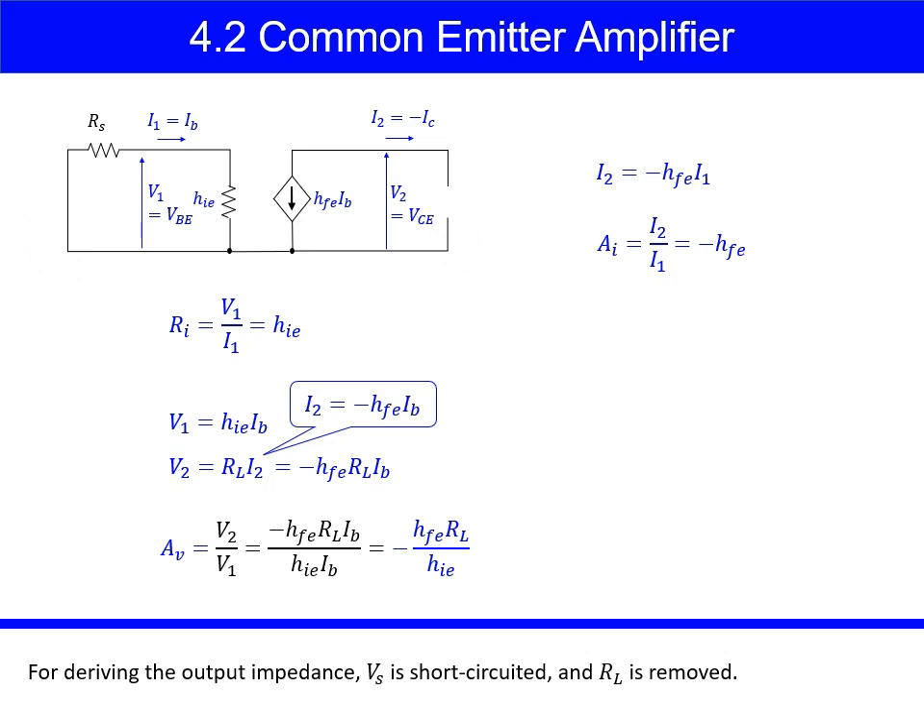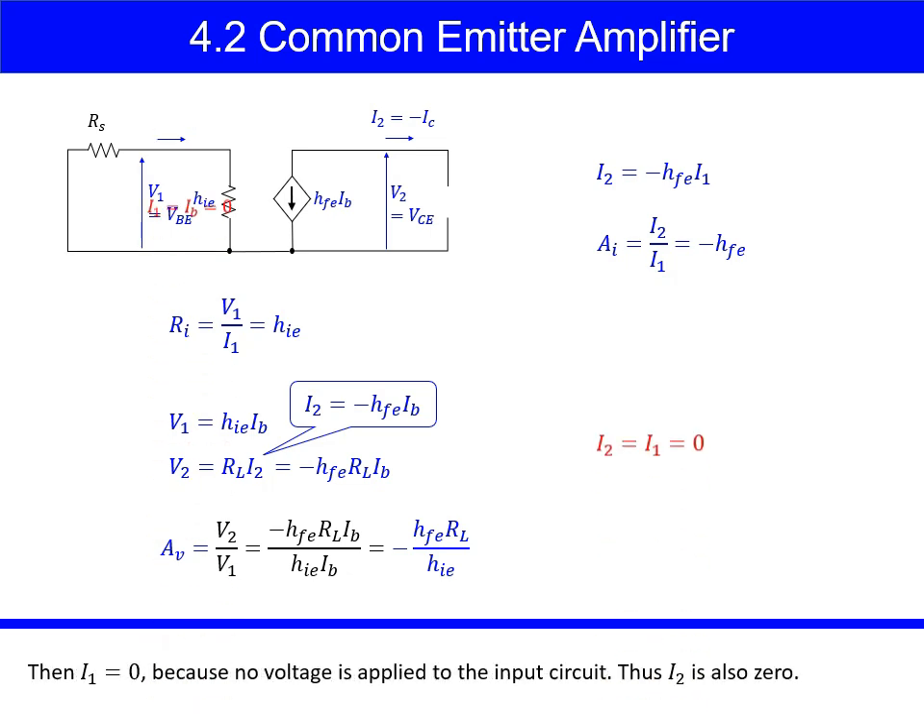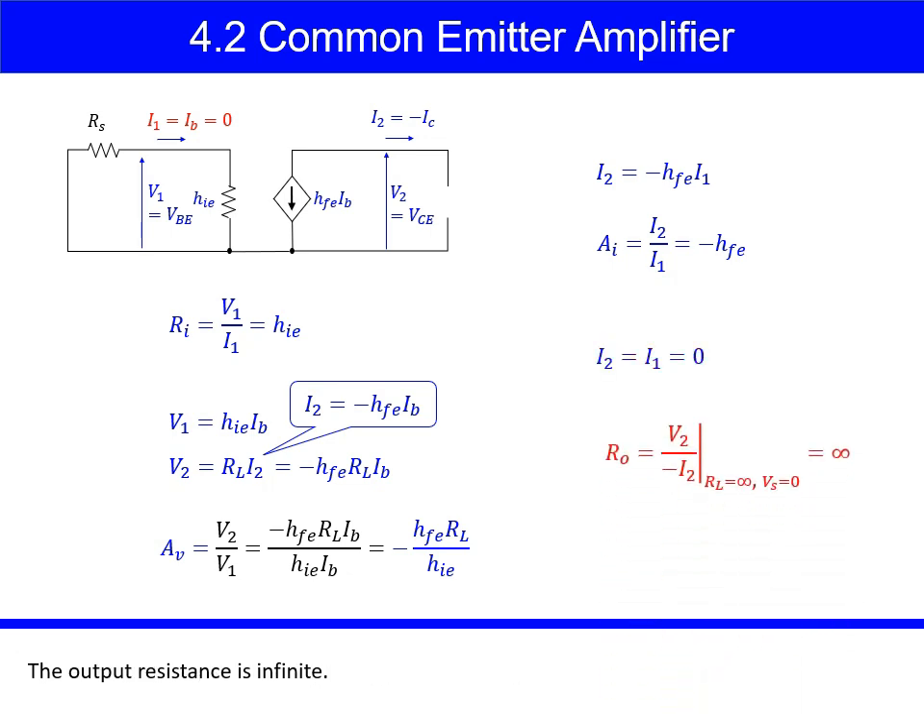For deriving the output impedance, Vs is short-circuited, and RL is removed. Then I1 becomes 0, because no voltage is applied to the input circuit. Thus I2 is also 0. The output resistance is infinite.